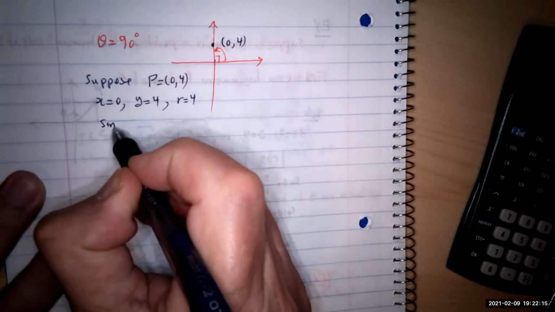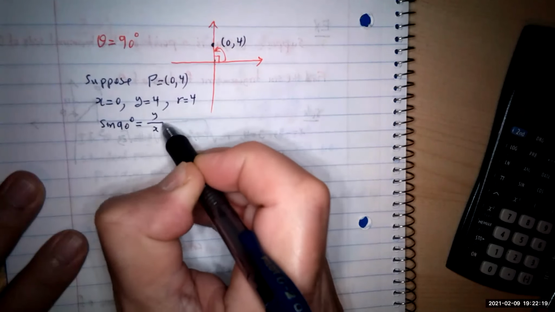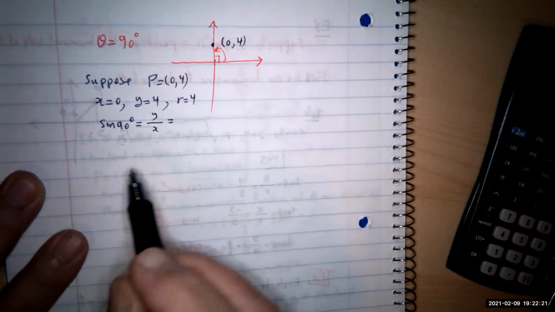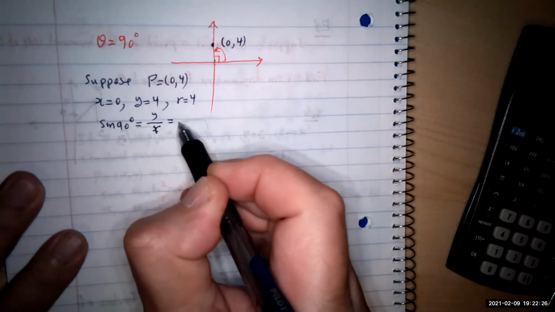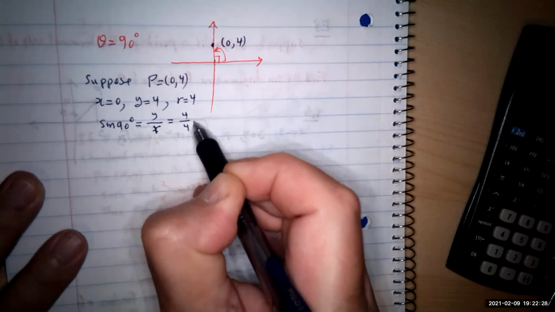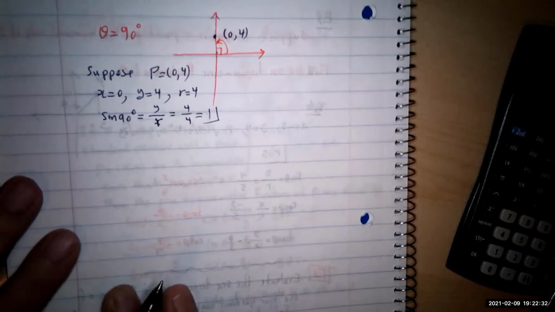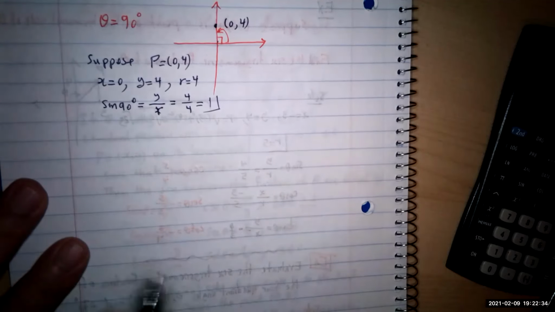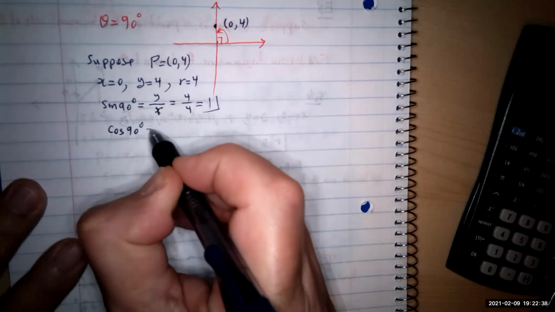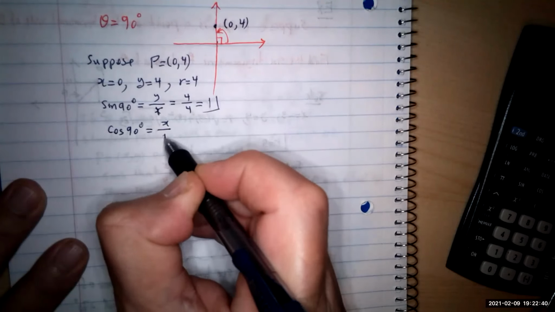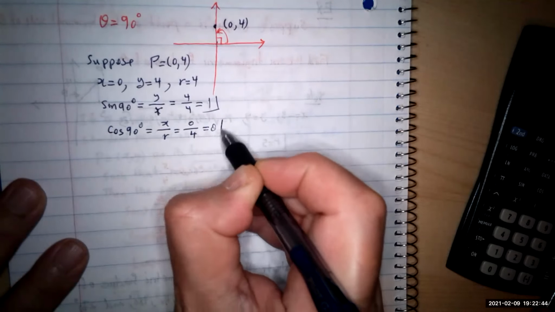The sine of the 90 degrees, the sine was Y over R. Y over R, which is 4 over 4, which is equal to 1. The famous value: the sine of the 90 degrees is 1. So if you want to go with the cosine of the 90 degrees, cosine is X over R. X is 0. That gives you 0.